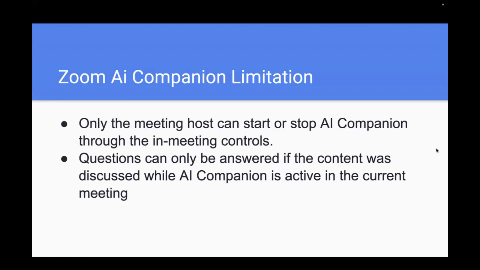So now the Zoom AI Companion limitations. It's only the host that can start or stop this AI Companion through the in-meeting controls. And questions can only be answered if the content was discussed while AI Companion is active and in the current meeting. So if the host, for example, forgot to hit AI Companion, let's say 10 minutes into the meeting, and you have a question from the first 10 minutes, it obviously won't be able to access that or answer the question.